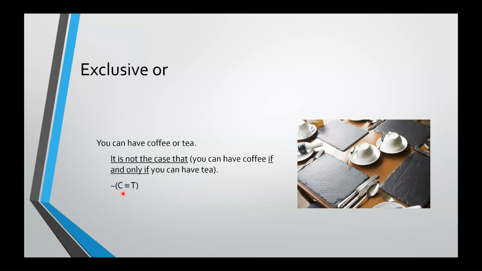It's less intuitive though. The previous one is easier to understand: you can have coffee or tea and you can't have both. This one is less intuitive, but far simpler once you get used to it.